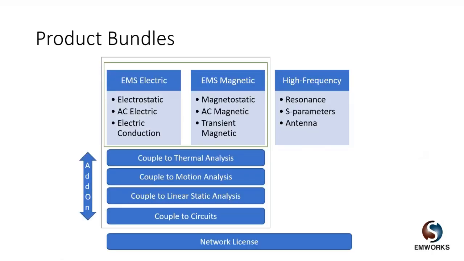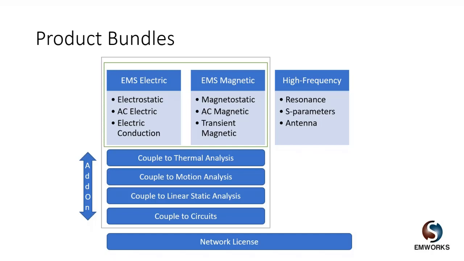So next, let us take a look at the product bundles and how EMS is bundled. Basically, EMWorks has two different main products: EMS and HFWorks for high frequency. For the purpose of this webinar, we will stick to the left-hand side, or the EMS product. EMS has two basic bundles available, EMS electric and EMS magnetic.